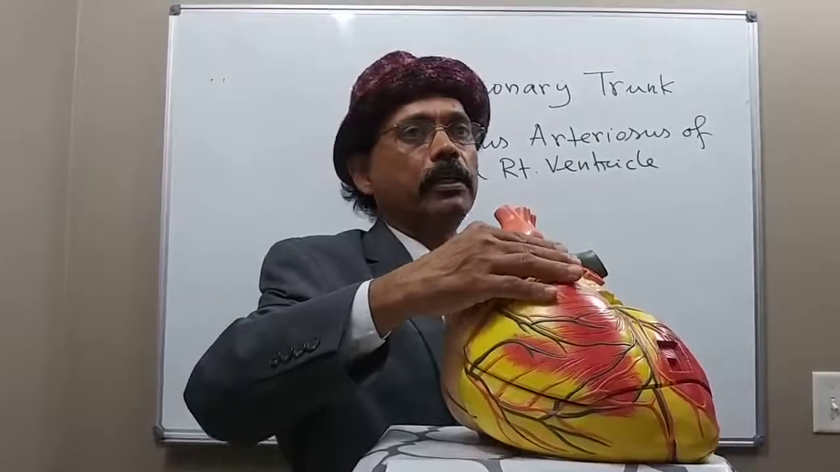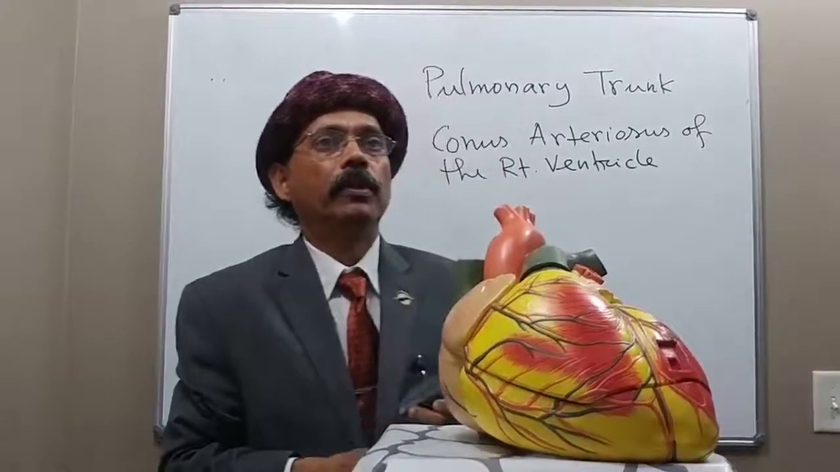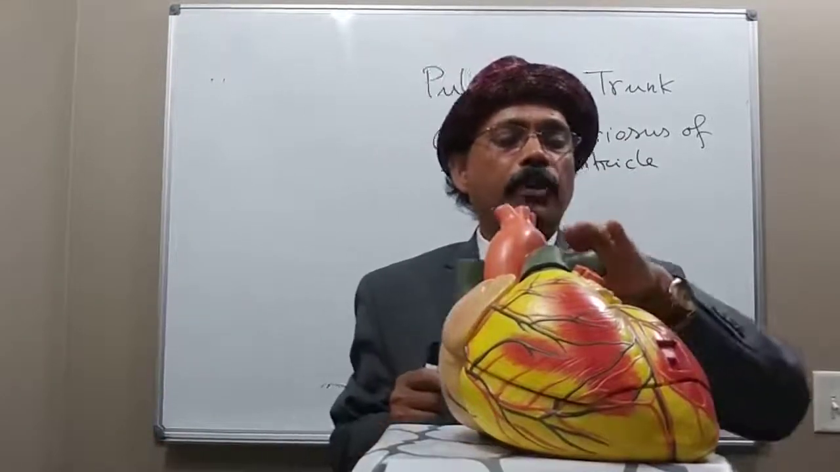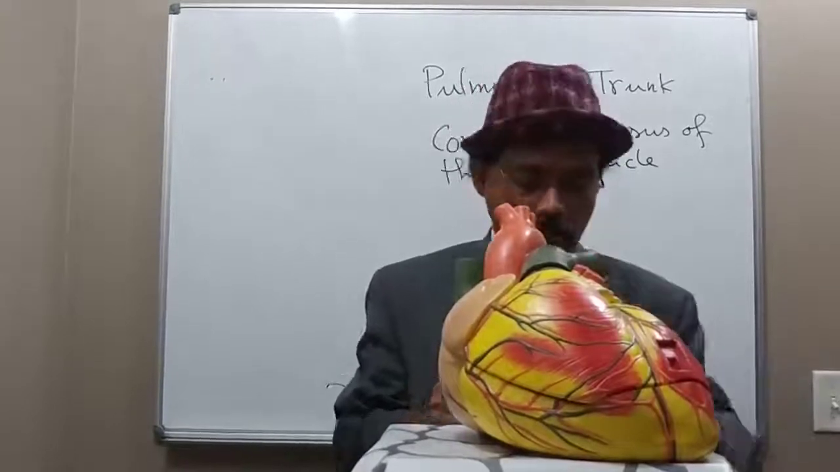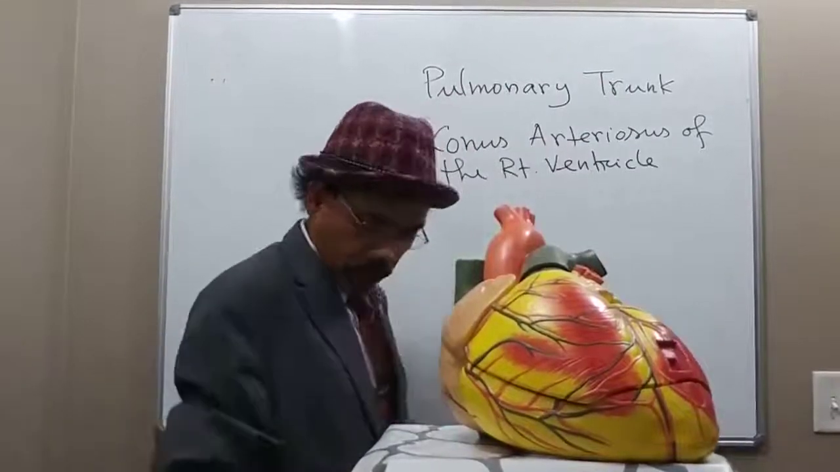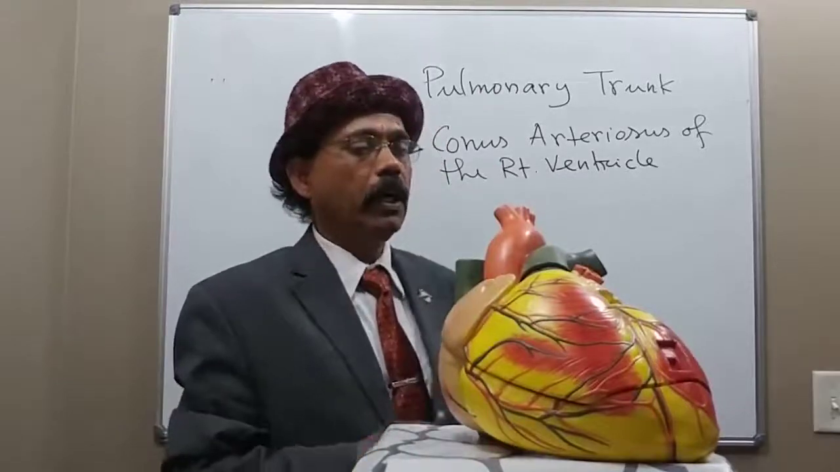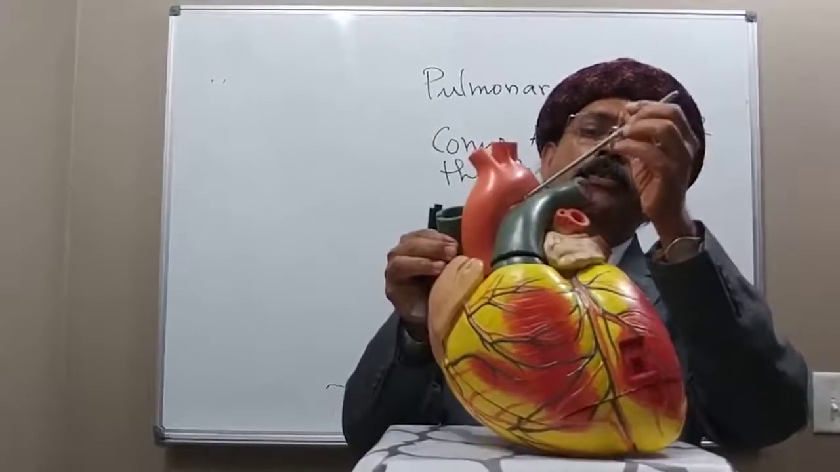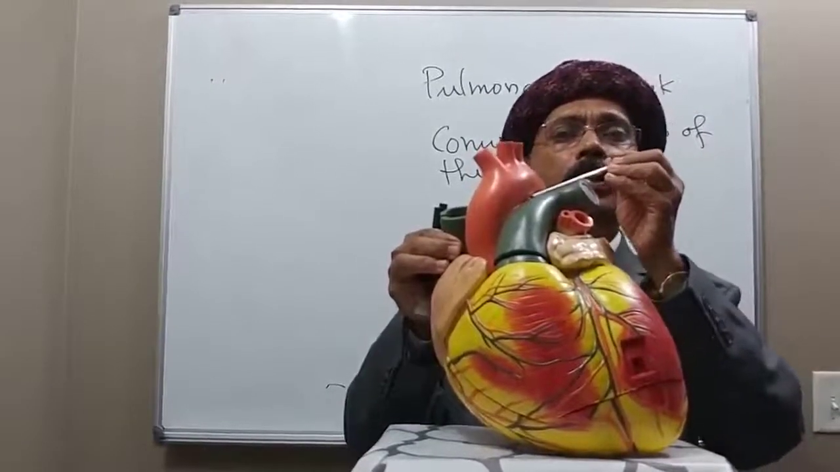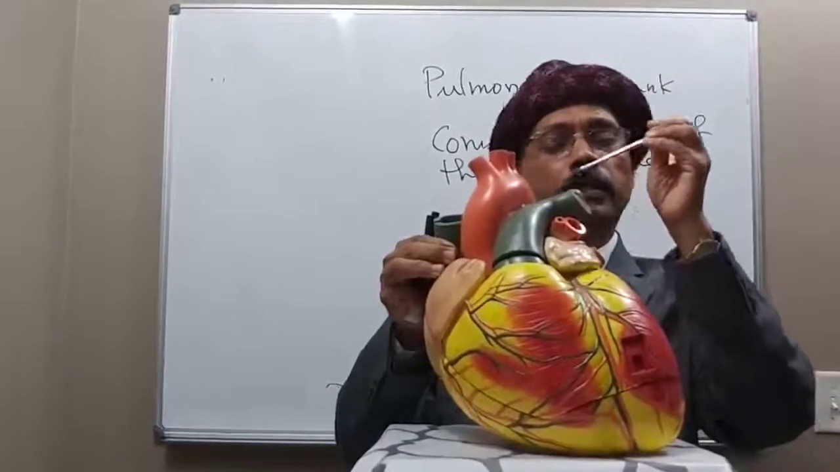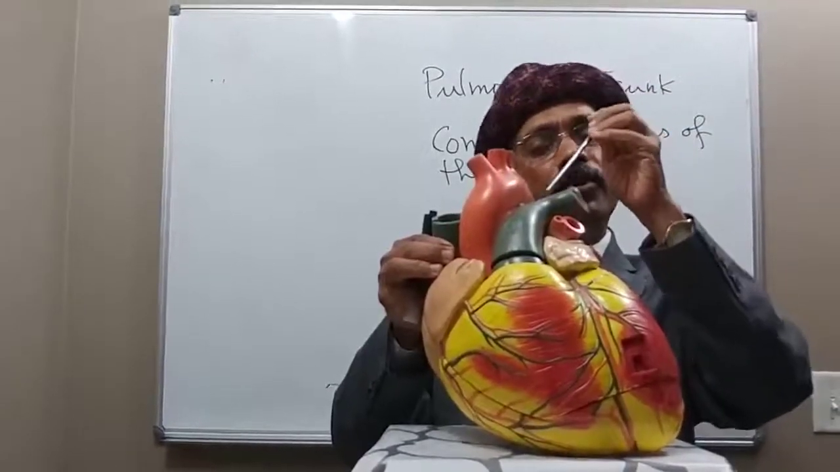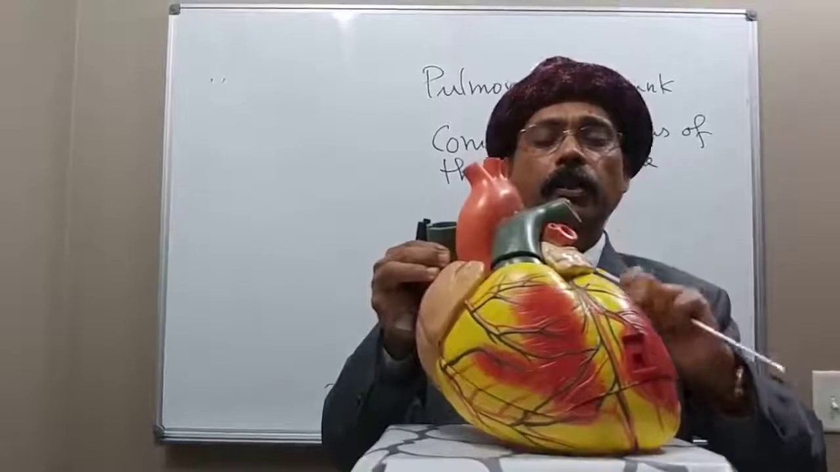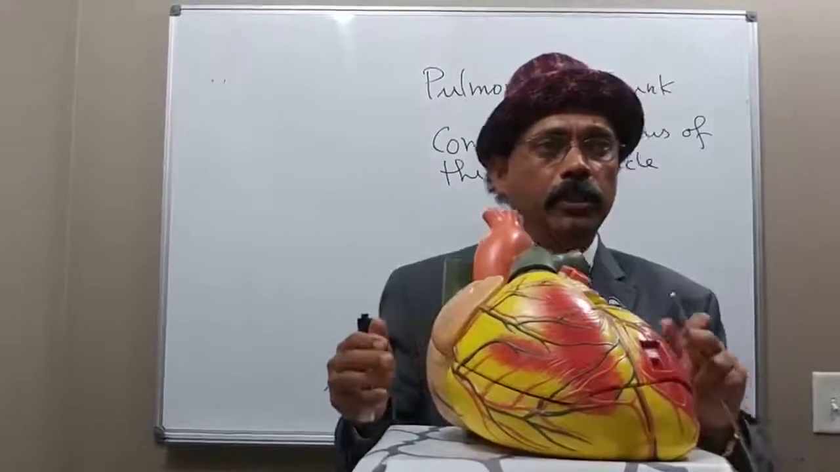the pulmonary trunk arises. Then we'll find the connection between the bifurcation of the pulmonary trunk and the arch of the aorta. We call it the ligamentum arteriosum. This is the white spot here. The ligamentum arteriosum connects the bifurcation, the proximal part of the left pulmonary artery, to the arch of the aorta, near the bifurcation of the pulmonary trunk.